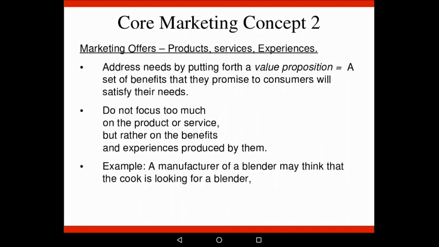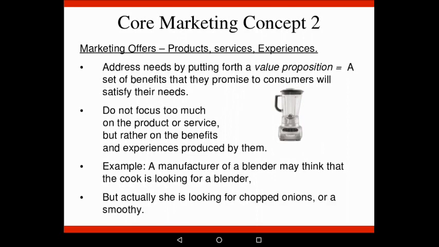And I'll give you an example. A manufacturer of a blender may think that the cook or a chef or anyone cooking is after a blender. But actually, people don't buy blenders. Why do they buy blenders? What is it that they're actually looking for? They're looking for a blended food type. So I'll give you an example. They want their onions to be chopped, or they are looking for a smoothie. They're not looking for a blender, they're looking for a smoothie, or they're looking for chopped onions. The blender is just what helps them get what they are actually wanting.